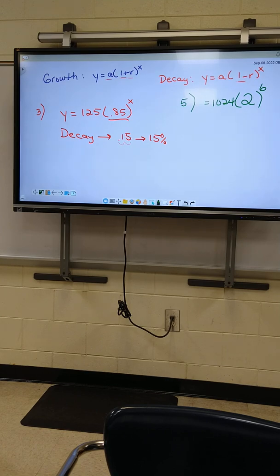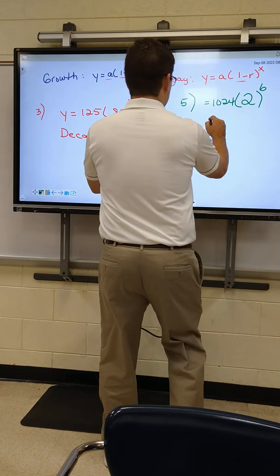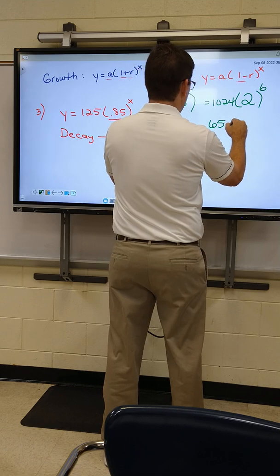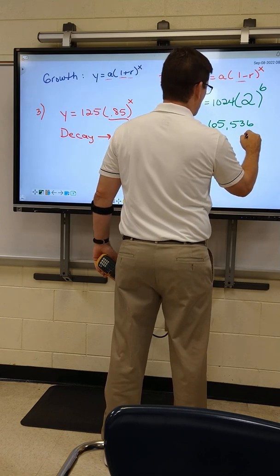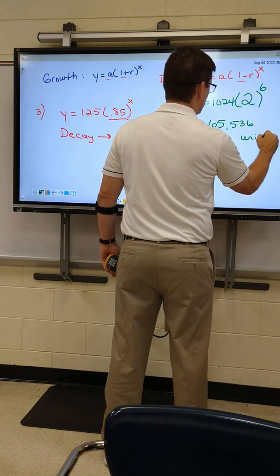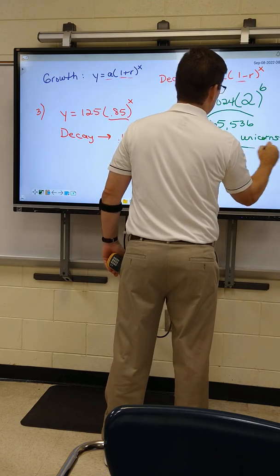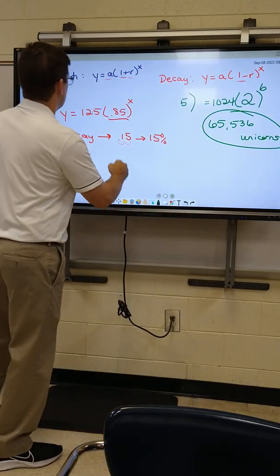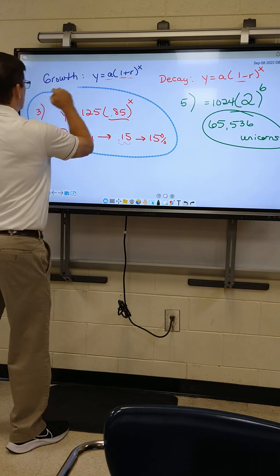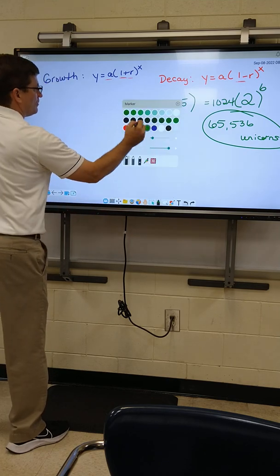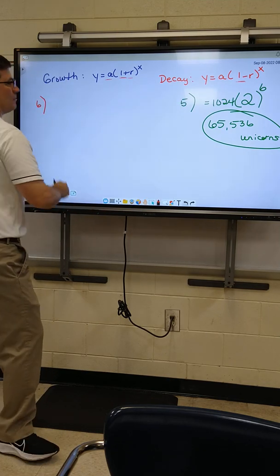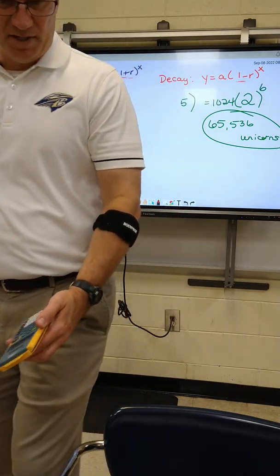1,024 times 2 to the 6. All right, I got 65,536 unicorns. All right, let's see if 6 is different.